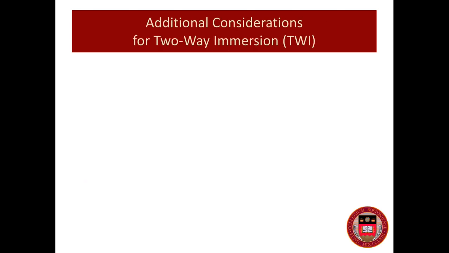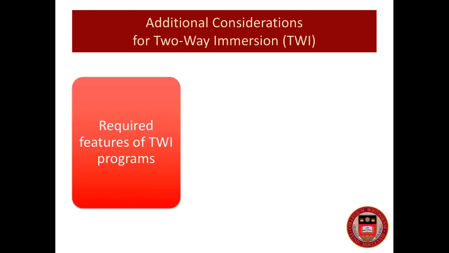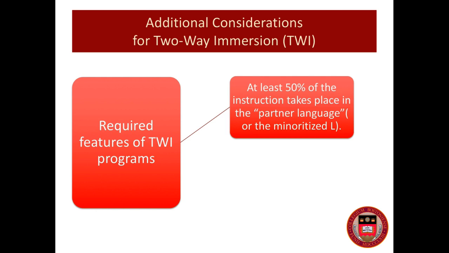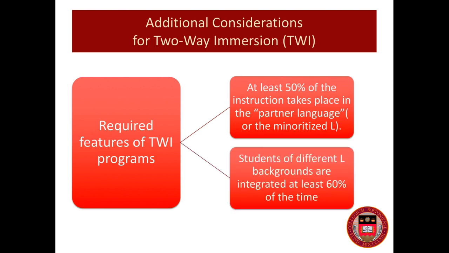So there are some additional considerations for two-way immersion programs. So required features are at least 50% of the instruction takes place in the partner language or the minoritized language. And students of different language backgrounds are integrated at least 60% of the time.